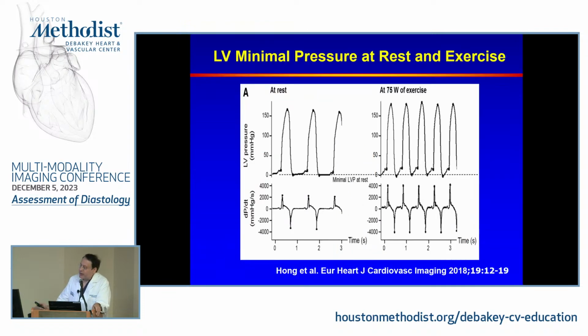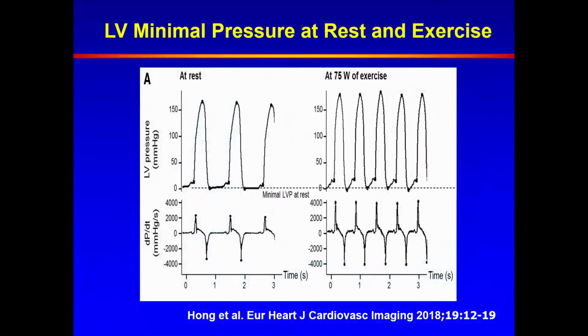Let's look at what happens in a normal heart with exercise. And as you see, with exercise, the heart rate goes up. When you look at the 75 watt stage of exercise, you can see ventricular systolic pressure goes up, but look at the minimal pressure. At baseline, it's about 0. With exercise, it becomes subatmospheric. And why is that happening? This is happening because the rate of relaxation increases.